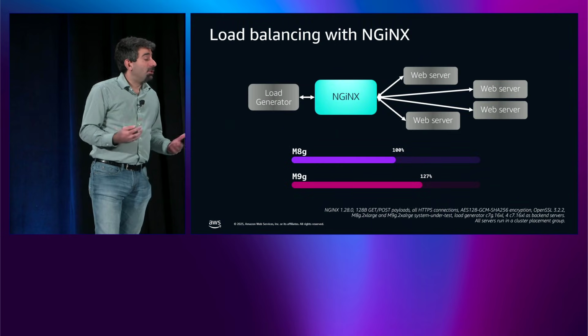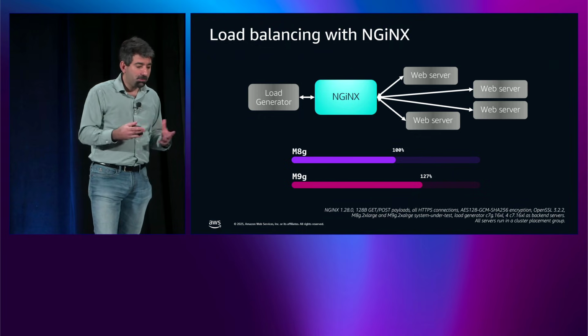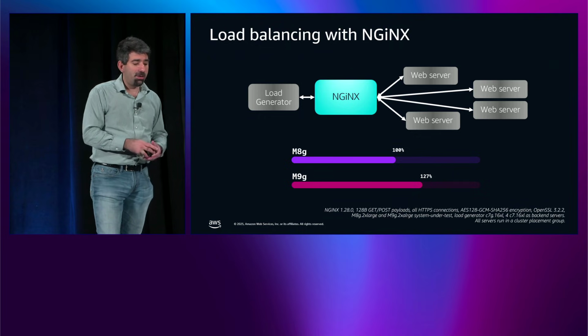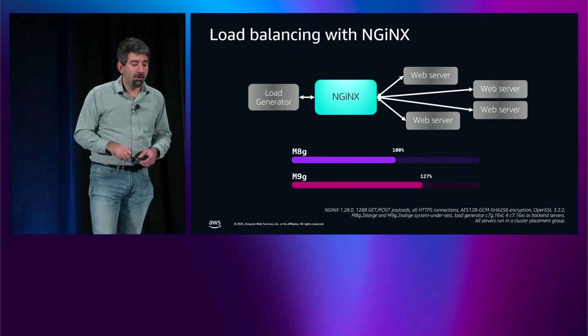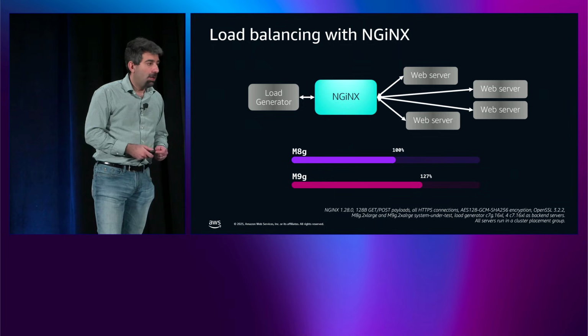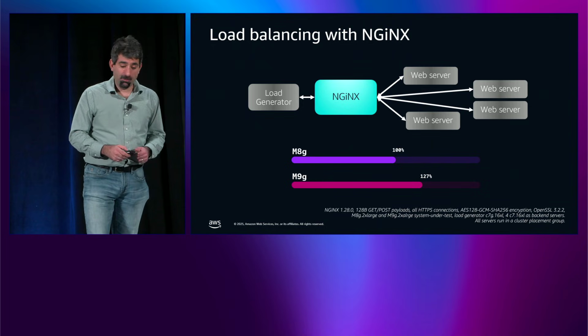Nginx is a popular web server. We see it used as a web server and also a load balancer. And here too, we're fixing a load generator, we're fixing a set of web servers, and in the middle, we're either putting a Graviton 4-based M8G or a Graviton 5-based M9G and measuring performance. And here you can see a 27% improvement in performance generation over generation.